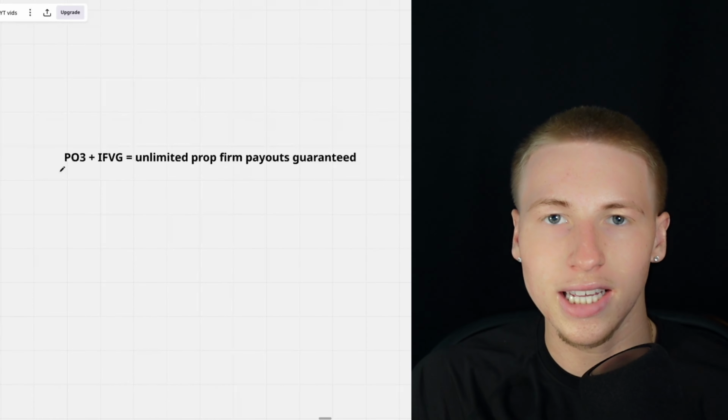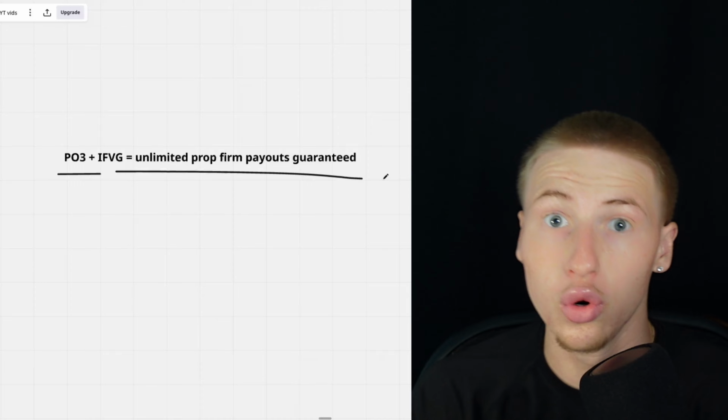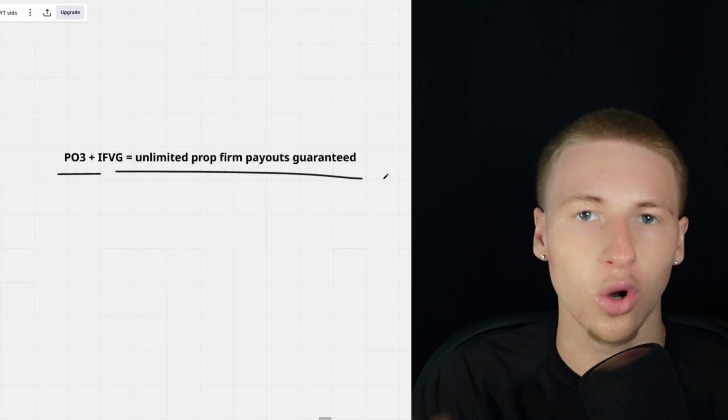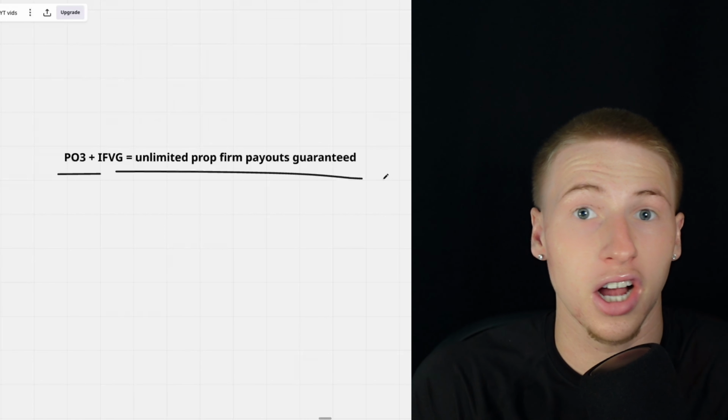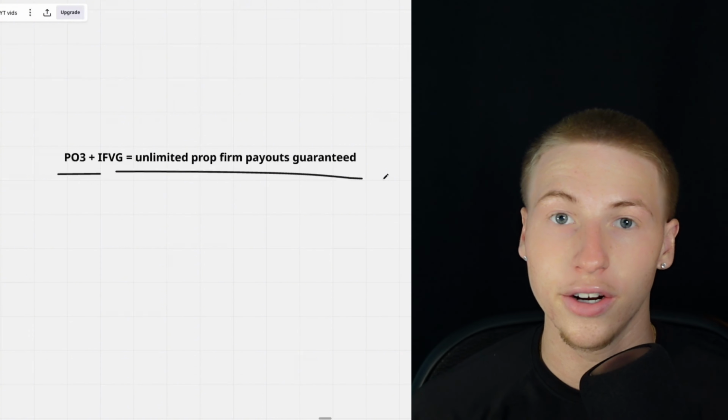You guys literally only need these two things, and I guarantee you it will lead you to unlimited payouts through prop firms. Every single trader, every single influencer out there makes it seem like trading is so difficult and that you need a million different concepts and to learn all this ICT, and that is simply just wrong, and I'm going to prove it right here to you guys in this video.